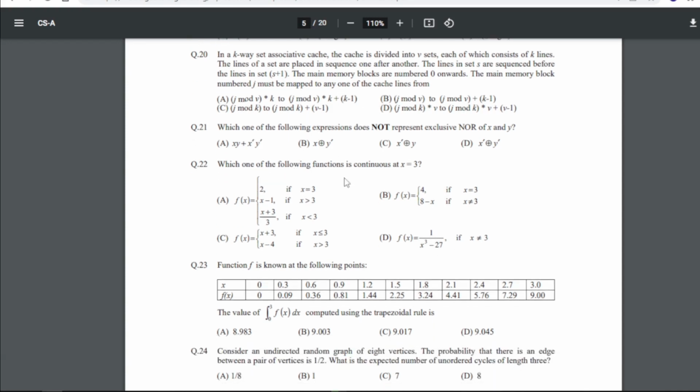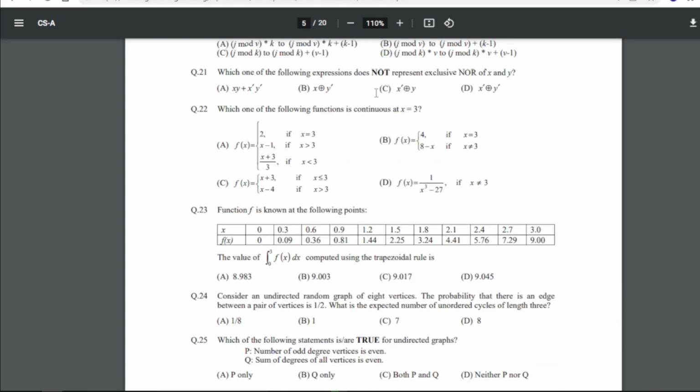21st is which one of the following expressions does not represent exclusive NOR of x and y. So it is asking which does not represent exclusive NOR of x and y. So for 21st our answer is x bar XOR y. C will be the answer here. 22 is which one of the following functions is continuous at x equals 3. So for 22 our answer will be A, that is f(x) equals 2 if x equals 3, x minus 1 if x is greater than 3, and (x plus 3) by 3 if x is less than 3. So A will be the answer for 22.